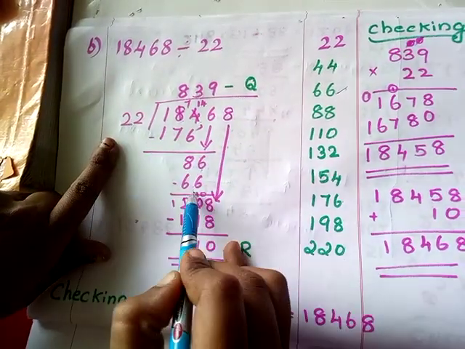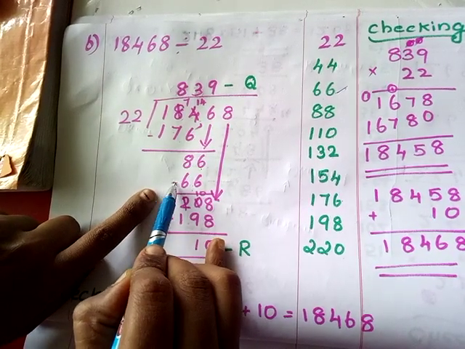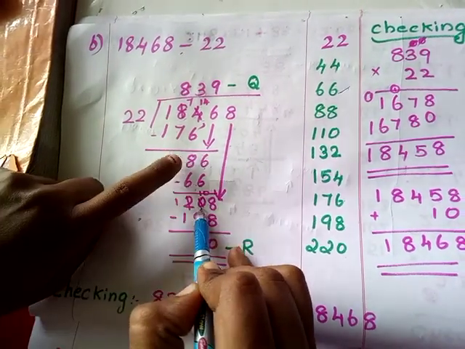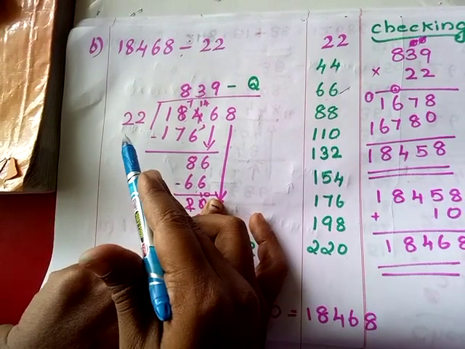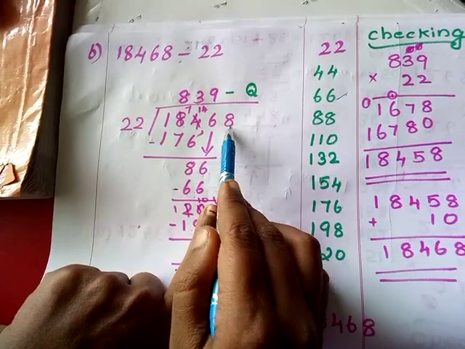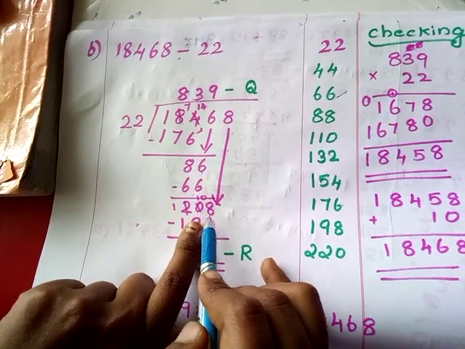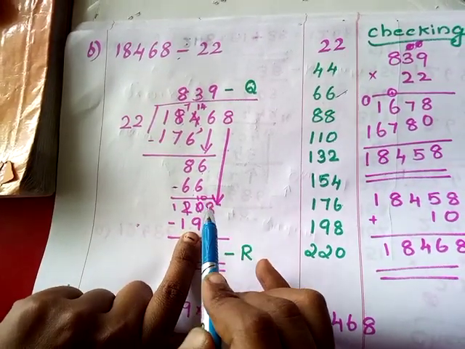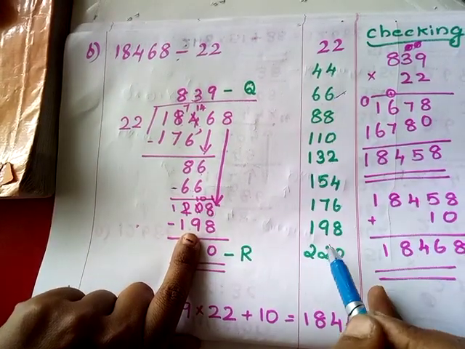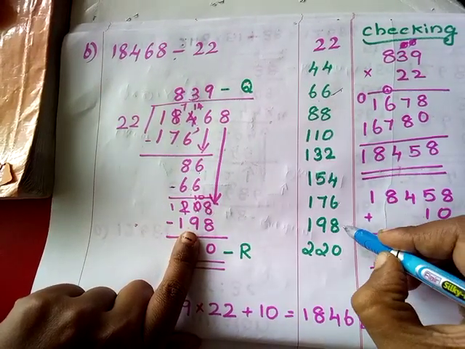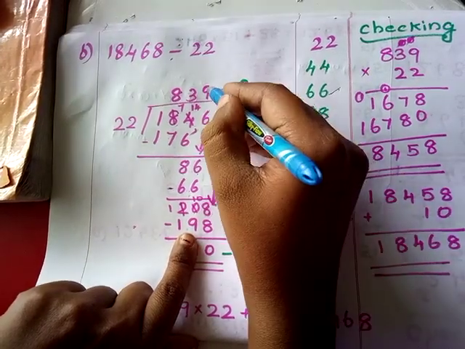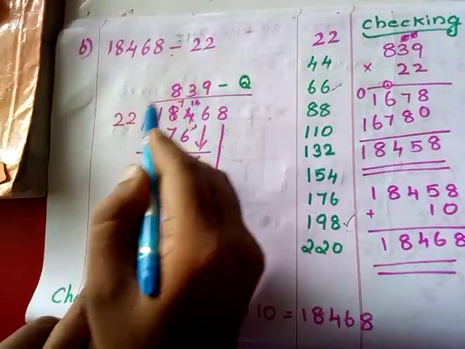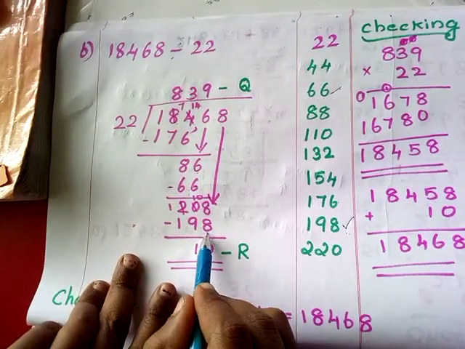3 into 22 is 66. Now as usual, subtract. 6 minus 6 is 0. 8 minus 6 is 2. So this is 20. 20 is smaller than 22. So I need to bring down one more digit from the dividend. So I bring down, it becomes 208. 208 is not there in 22's table. I can take 198, right? Yes. How many times? 9 times. So write 9 in the quotient. 9 into 22 is 198. Write it over here.